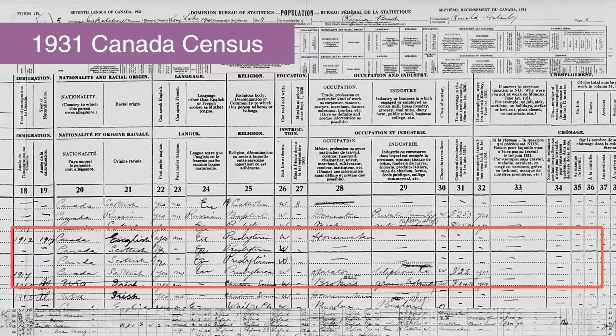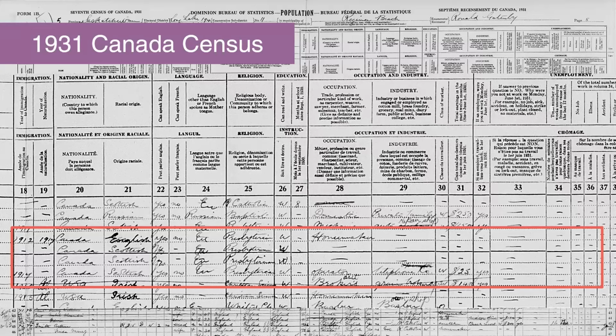From here, we learn that he immigrated to Canada in 1911, and his wife immigrated in 1912. One thing I like to note here is that his wife has a naturalization date of 1914. However, he doesn't have one. This is because he was a British subject, and we'll talk about that a little bit later.